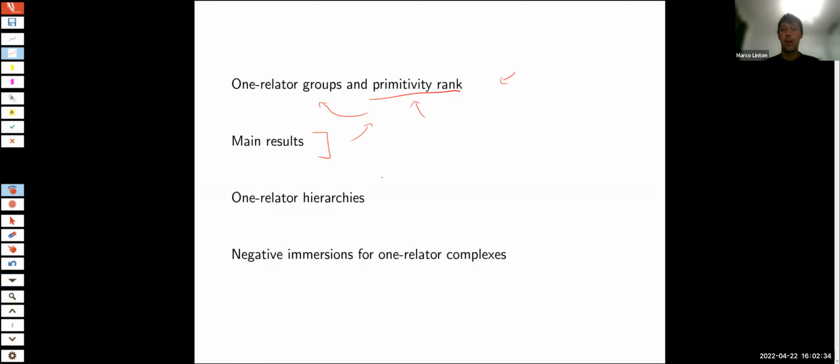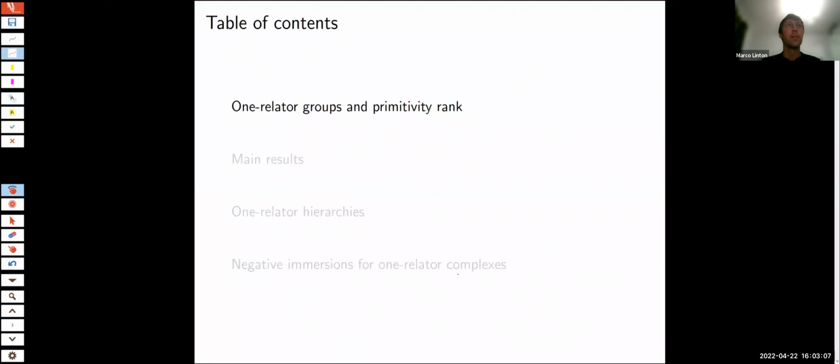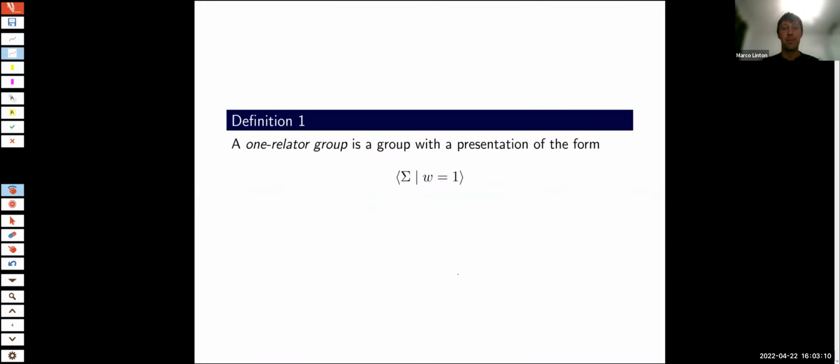And then the second half, I'll discuss how one proves these results. So I'll talk about hierarchies of one-relator groups. These are essentially, if you know of the Magnus hierarchy, then essentially building on that. And I'll discuss different types of hierarchies and equivalences and stuff like that. And then finally, I'll talk about this negative immersion property and how that connects to one-relator groups and the whole story.